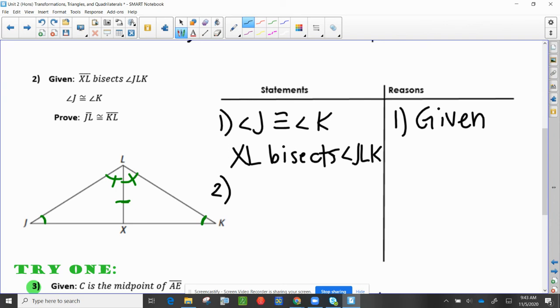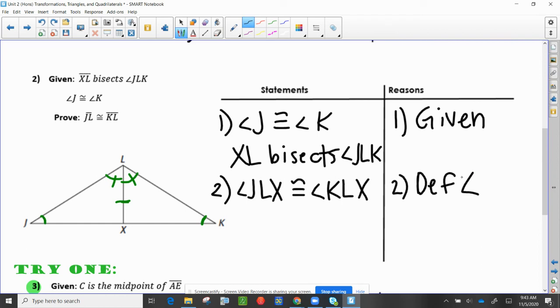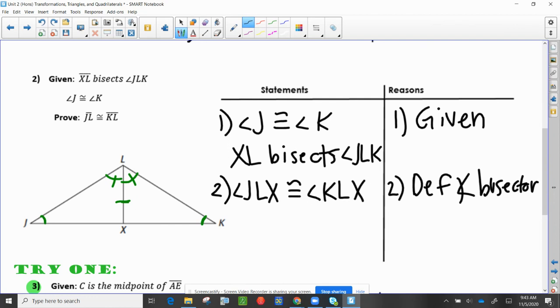Okay, number 2. So what did I use? I used that bisect statement to show that angle JLX is congruent to angle KLX. And I knew that those were congruent because that is the definition of an angle bisector. So I was able to prove those congruent. Next, I'm able to say that LX is congruent to itself because of the reflexive property.